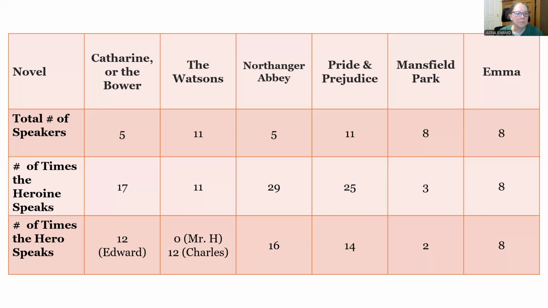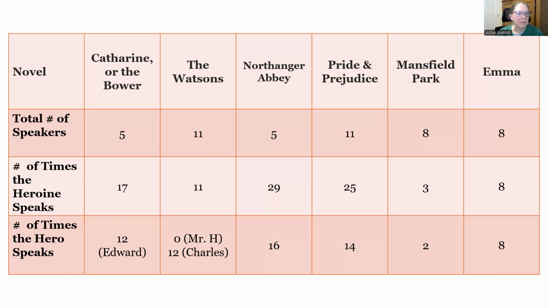And then I looked at the number of times that the heroine speaks and the number of times that the hero speaks. So it is kind of interesting. Catherine or the Bower had only 5 speakers total. The Watsons had 11, which is pretty high. Northanger Abbey only had 5. Pride and Prejudice, 11. So there's a lot of people there. Some of them are talking. Mansfield Park had 8, and Emma had 8.